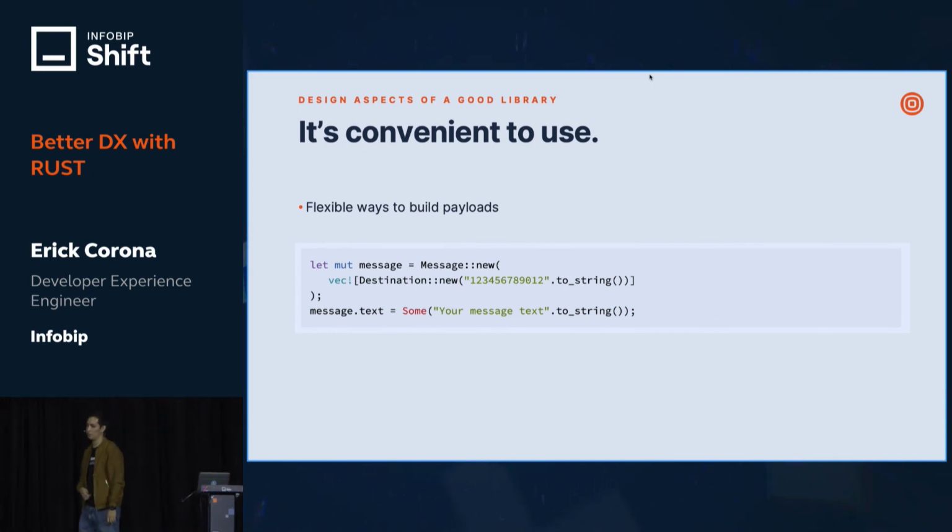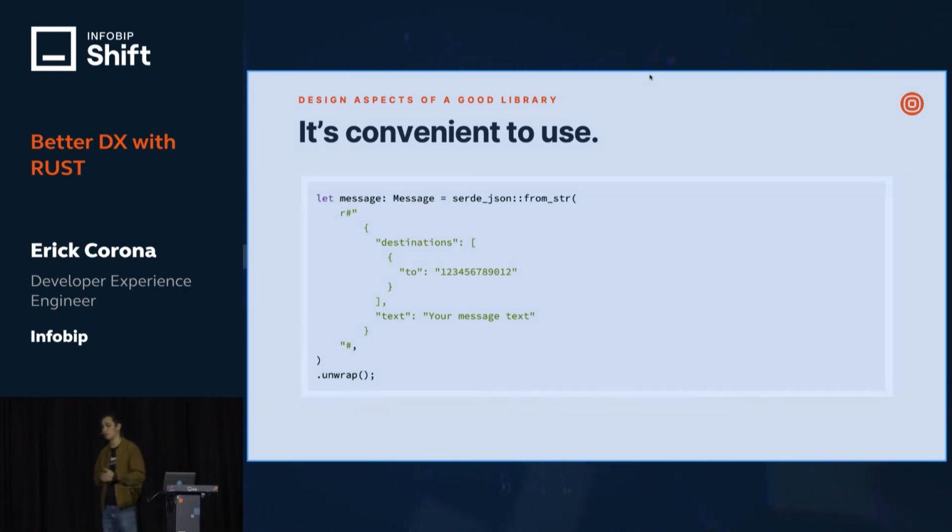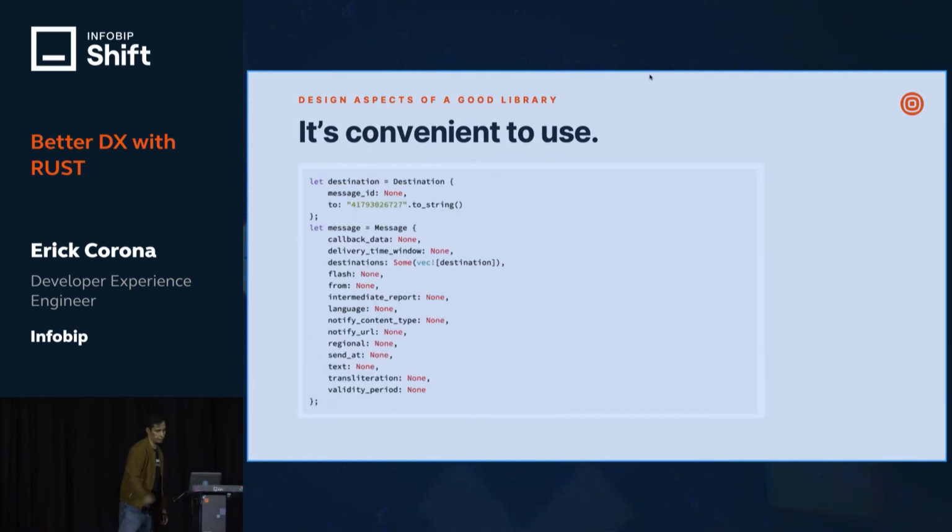Another thing to make it convenient is that we have flexible ways to build these payloads. For example, in this case, we have a minimalist version of how to create a message object by calling a new constructor, and then you set the fields that you need. The second way to build these models is by just parsing JSON directly or XML or whatever format that you have. And the third way is by calling what is called in Rust the builder constructor, which allows you to have better immutability so that you can set all your data in one sentence and then keep that reference or that binding immutable.